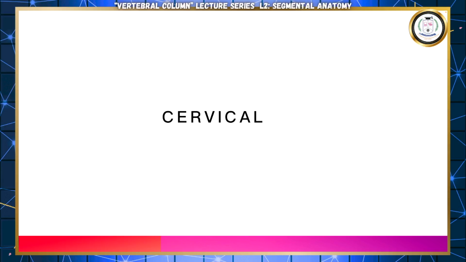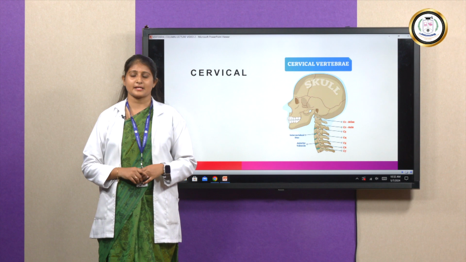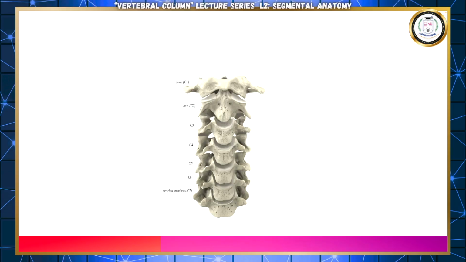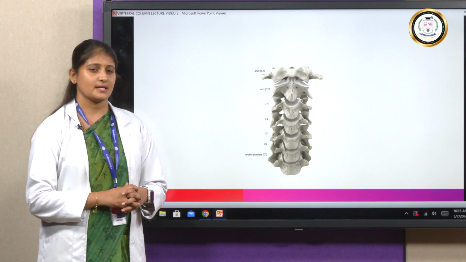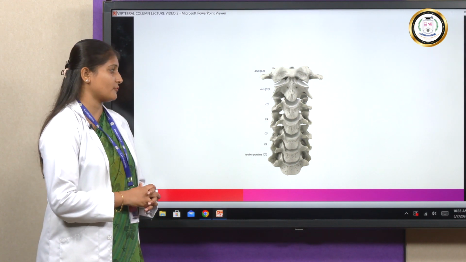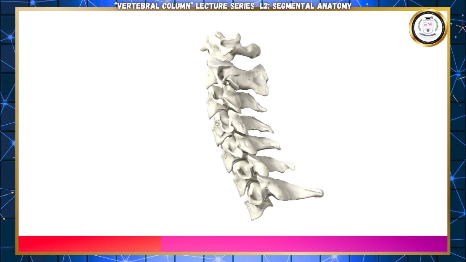Next we'll move on to the first segment, cervical. It includes 7 vertebral bones. These bones are a connection between the skull bone and the next segment, which is the thoracic segment. Generally the cervical bones are named C1, C2, C3. First we have C1, which is named the atlas, and the next bone is C2, which is the axis, and then we have C3, C4, C5, C6 and C7. So here we have the 7 cervical vertebrae.